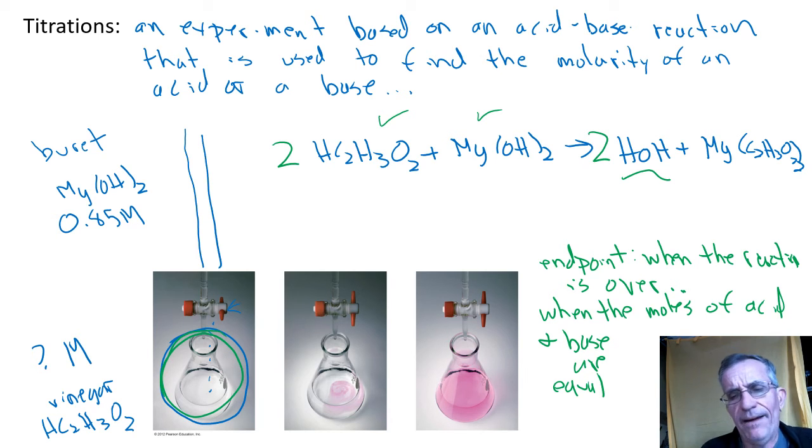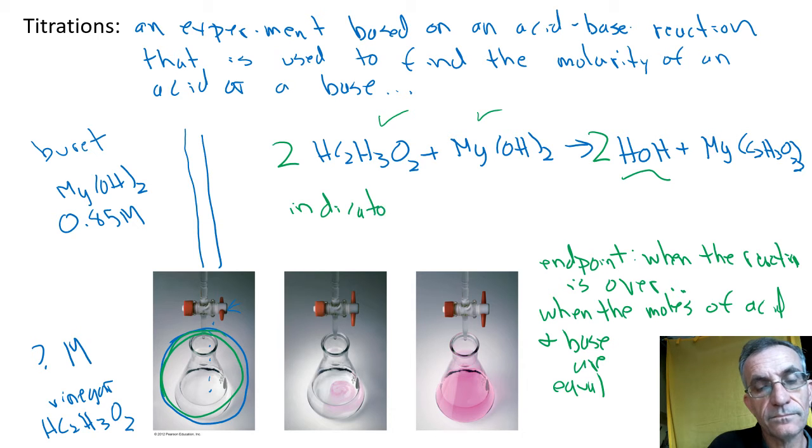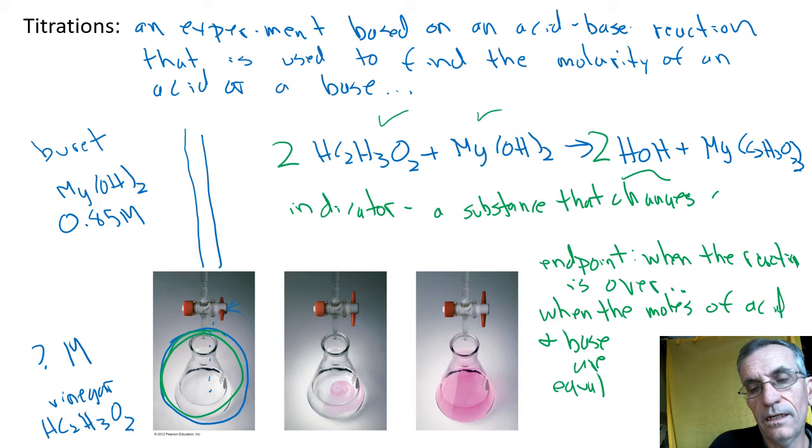Now, how are you going to know when that happens? Well, the way you know when these guys have totally destroyed each other is you add another compound called an indicator. An indicator, let me define that word too. An indicator is just a substance that changes color, we'll say, when an acid-base reaction is done.